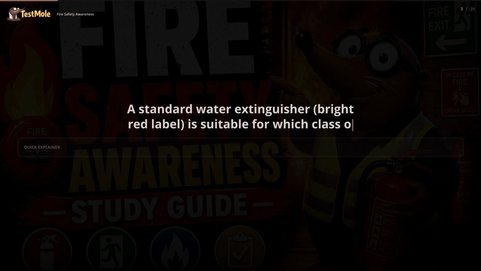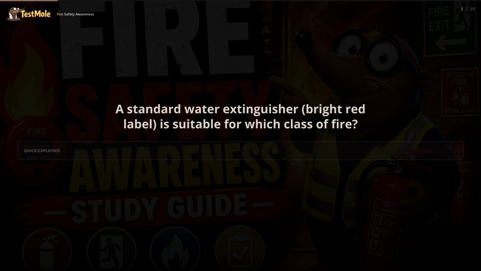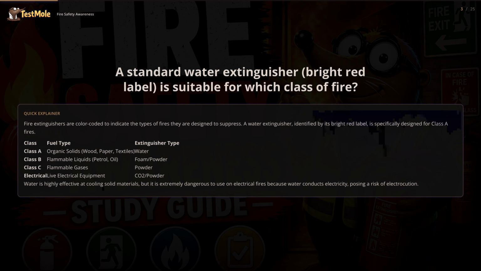A standard water extinguisher, bright red label, is suitable for which class of fire? Fire extinguishers are color-coded to indicate the types of fires they are designed to suppress. A water extinguisher, identified by its bright red label, is specifically designed for Class A fires.